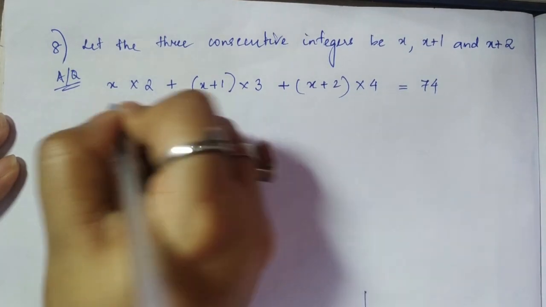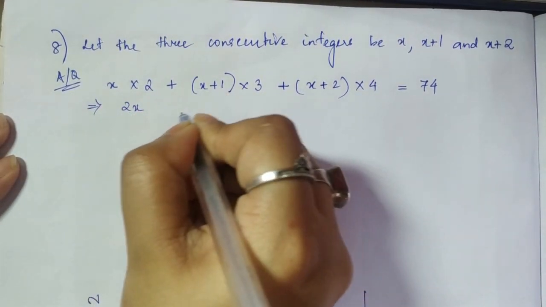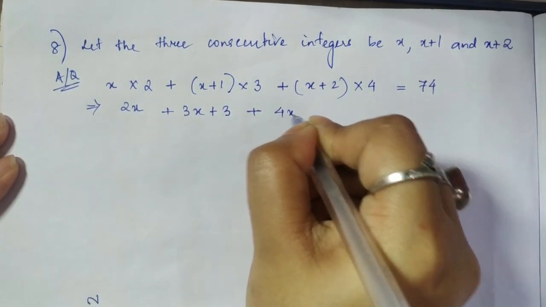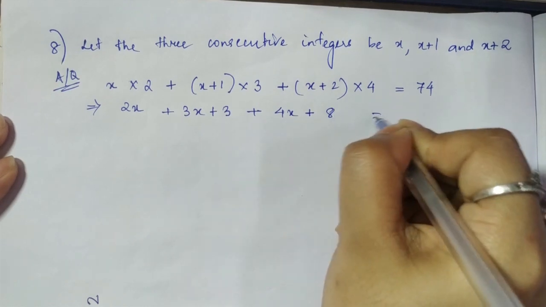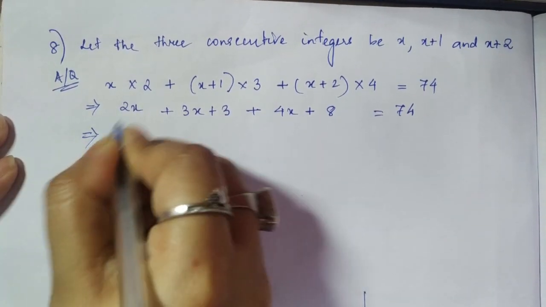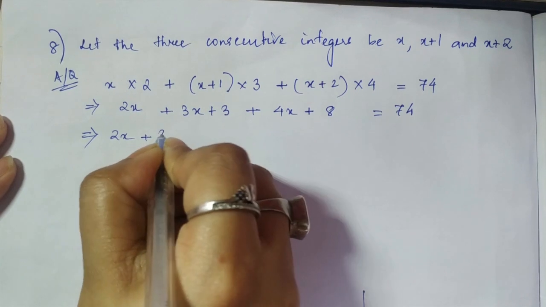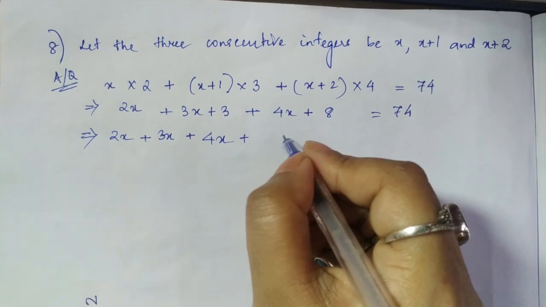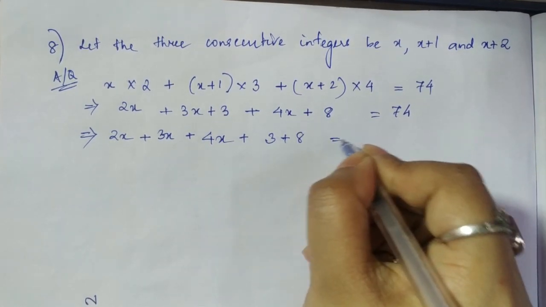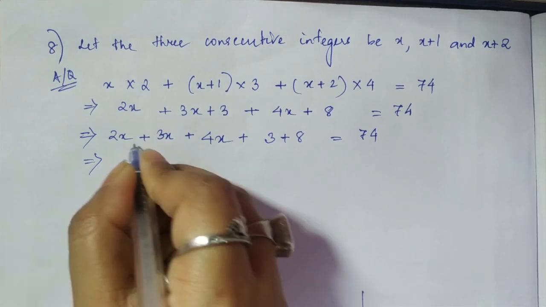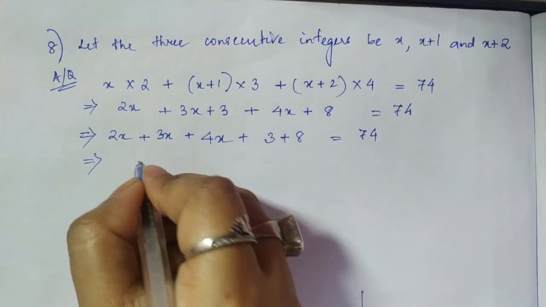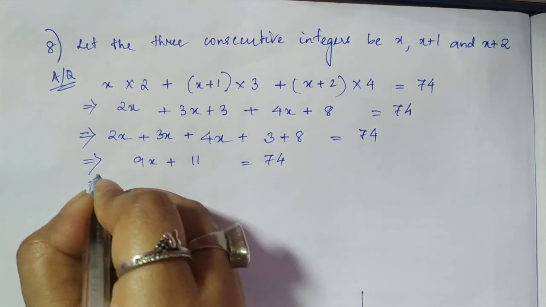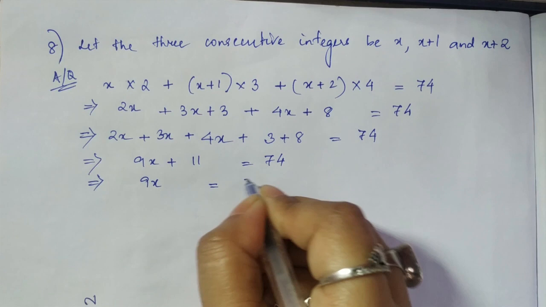Now we'll solve this equation. So this is 2x. This multiplied is 3x plus 3. Just solve it: 4x plus 8 is equal to 74. Now let's bring the like terms together. 2x plus 3x plus 4x, the constants 3 plus 8, is equal to 74. 2 plus 3 is 5, plus 4 is 9x. 8 plus 3 is 11, is equal to 74. Let's separate the variables and the constant.